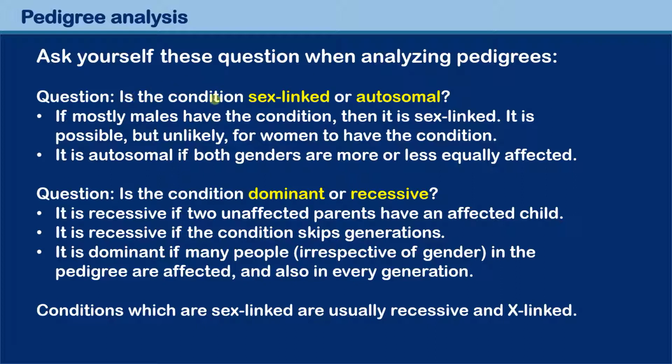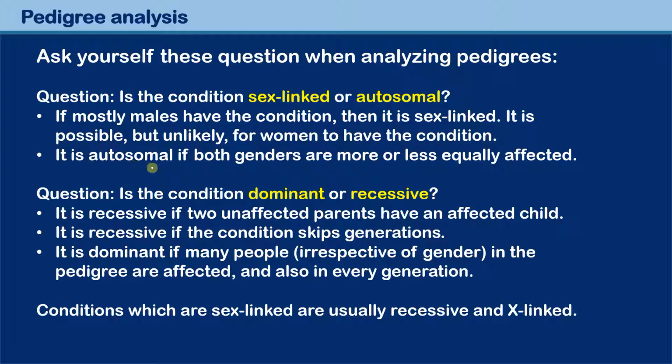First of all, is the condition sex-linked or is it autosomal, which means non-sex-linked? So can the allele for the condition be found on an X chromosome or not? If mostly males have the condition, then it's probably sex-linked. It is possible but relatively unlikely for women also to have this condition, because this would mean that both parents of the woman must carry the allele, which is normally rather unlikely, but not impossible.